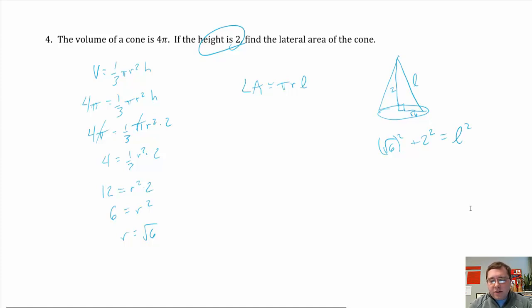What do we get when we square radical 6? It just makes the radical go away. So we get 6 plus 2 squared, which is 4. 6 plus 4 is 10. L is the square root of 10.